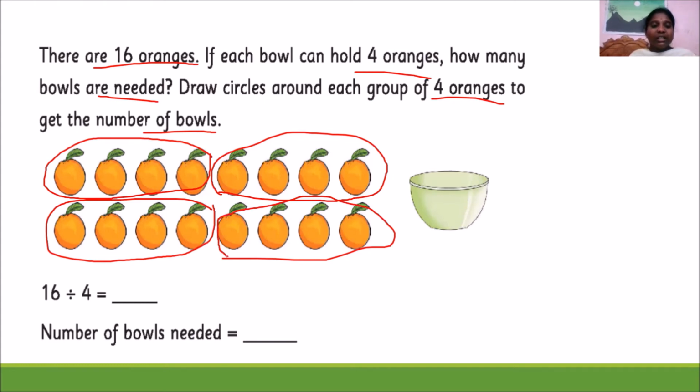Now count the bowls. 1, 2, 3, 4. The number of bowls needed is 4. Next you can solve the division fact. 16 means the total number of oranges. In each group we have 4 oranges. So the quotient is 4. How many 4s are 16? 4 4s are 16. So the quotient is 4. Here, children, the bowls hold 4 oranges each. So we need 4 bowls.